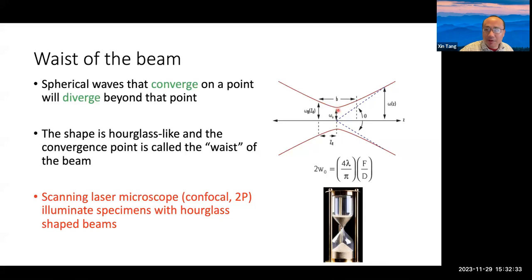For visible light, this distance is always hundreds of nanometers. Okay, so it exists there. This waist looks like this structure. It is not a point. It allows the light to go through, but it's not infinitely small. It's not a point anymore.